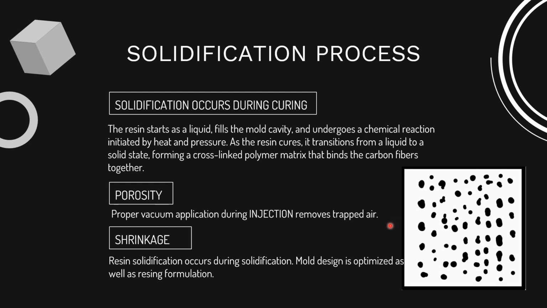Porosity can be tackled easily during the injection of the resin through vacuum, as it will remove trapped air. Finally, the shrinkage cannot be stopped, so it needs to be optimized as well as possible during the mold design and as well as the resin that we are going to use.